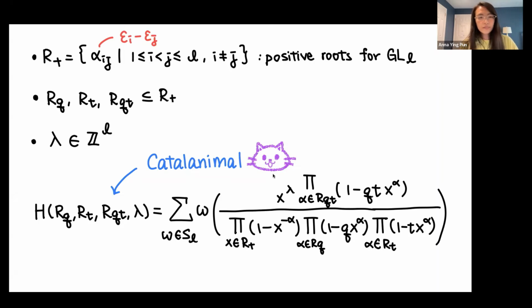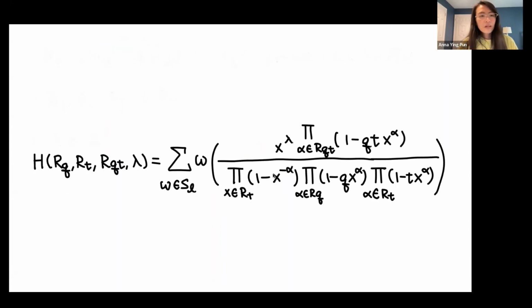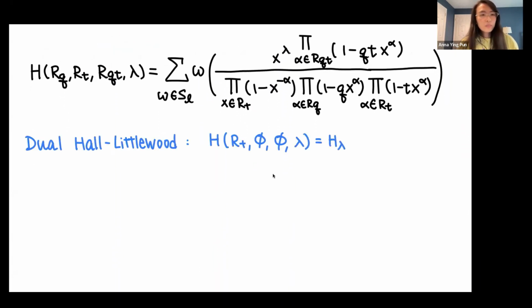So that's our cat. So that's why you can create your own cat. And you will see that we create our own cat to prove the Loehr-Warrington conjecture. All right, so let me give you some special cases. Why do we care about this, right?